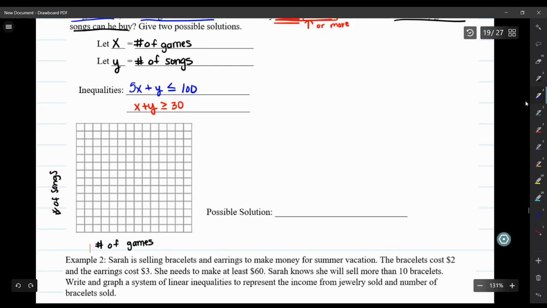So trying to put these into slope-intercept form is not the easiest thing to do. When you have standard form like this, it's actually easier to graph with intercepts. So let's talk about the 5x plus y less than or equal to 100. If I want to find the intercepts, I'm going to pretend this is an equal sign, and I'm going to solve for x and y. So for the x-intercept, that means that y is equal to 0. So I would have 5x plus 0 equaling 100. Well, I don't need this, so really all I need to do to find the x-intercept is to divide by 5. So my x-intercept is 20.